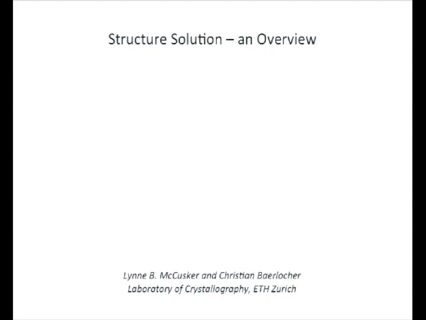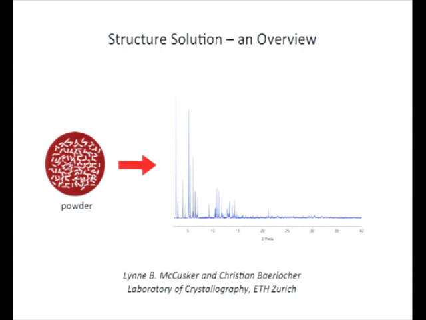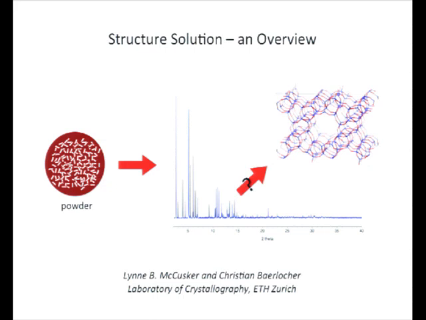So, we all know that if you have a powder and you put it in an X-ray beam, you're going to get a powder pattern, and that's an easy experiment. What is less intuitively obvious is how you get from this one-dimensional powder pattern to a three-dimensional structure. And of course, this is why you're here, or at least one of the reasons you're here, to find out how you do that.